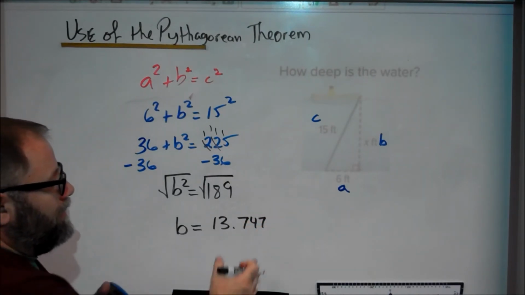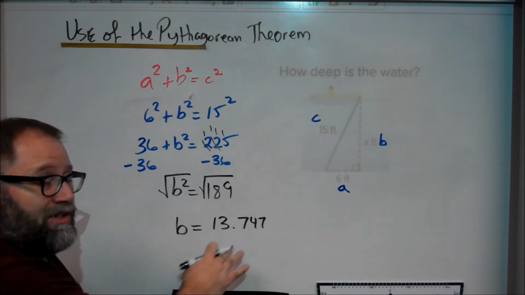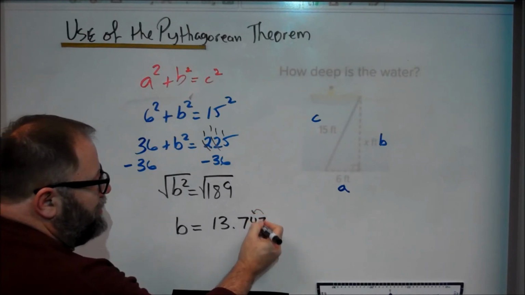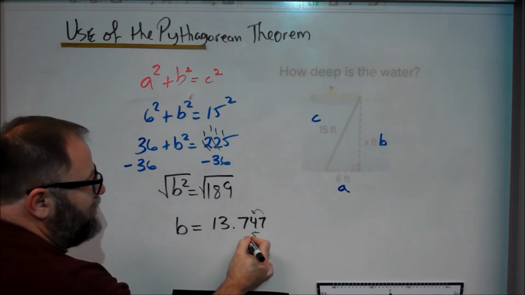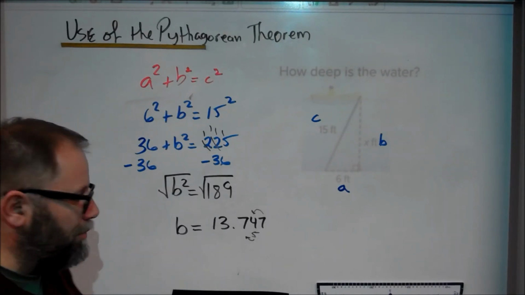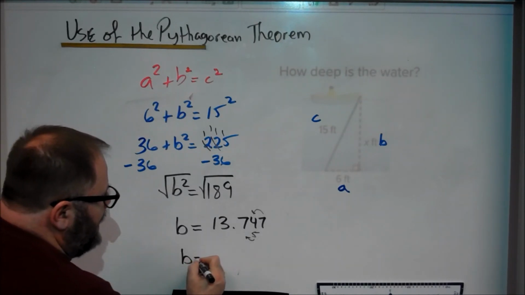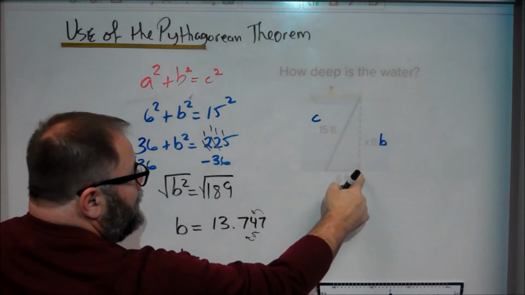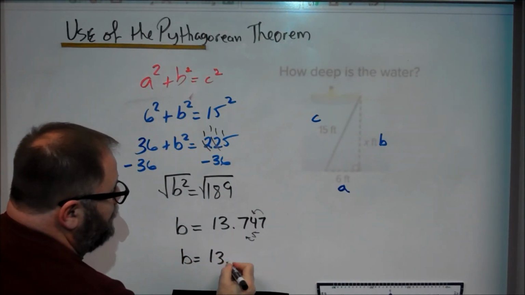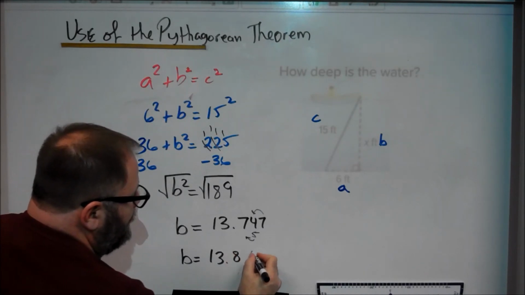Now for me, the variance on this is, if you had 13.7, I'd be fine with that. But if we go a little bit further, this 7 turns this into a 5, then this 5 would turn that into an 8. Either one would be acceptable. So in essence, we'd say that the depth of that line, where that fisherman is fishing at, is 13.8 feet.